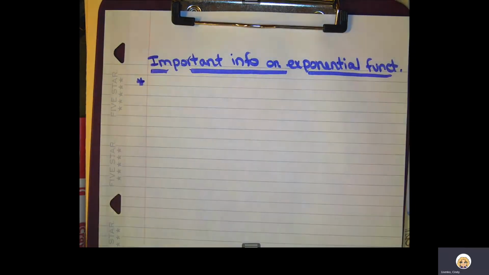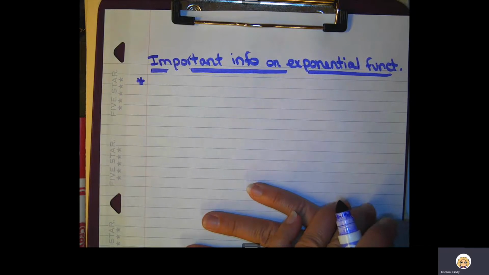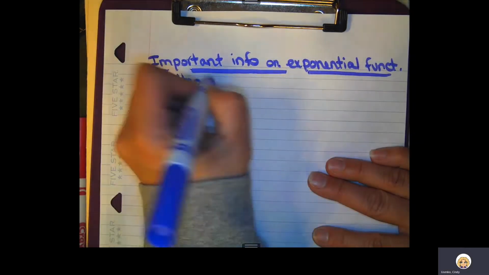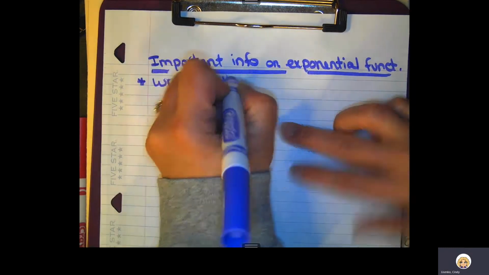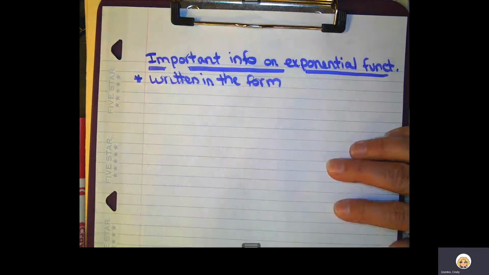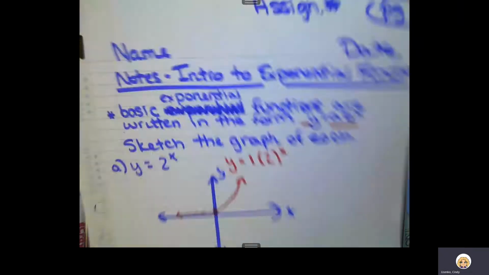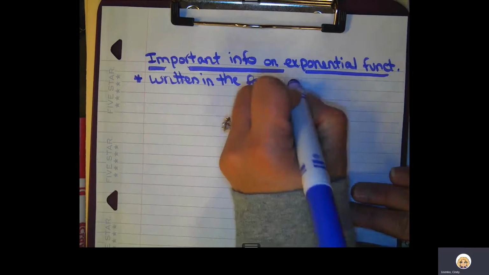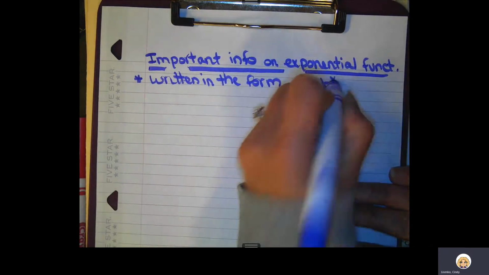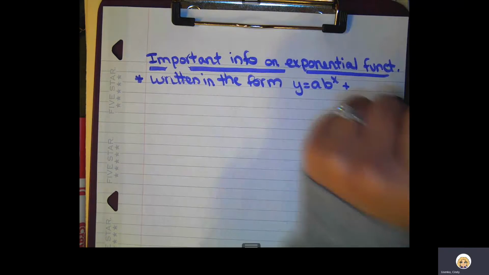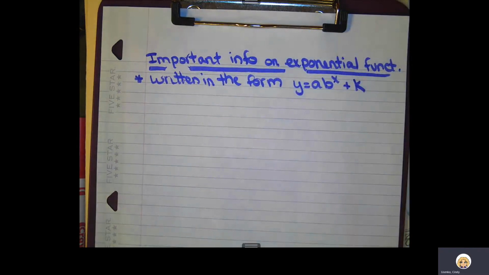So we've got a few things to write down. So here's one thing. If we have an exponential function, it's going to be written in the form... Now remember on the front of our notes, we had y equals a times b to the x power. That's exactly what we're going to write. So y equals a times b to the x. But we could have a plus or a minus at the end of it. So we're going to put plus k. This helps us to shift up and down.